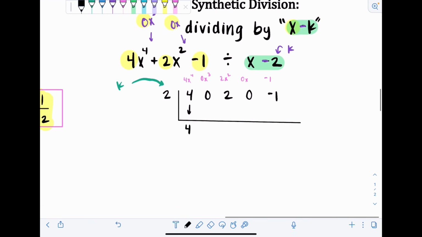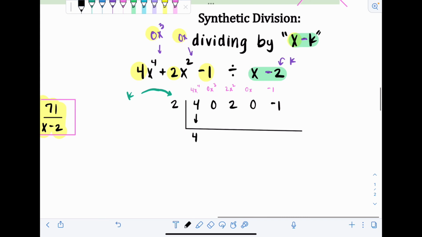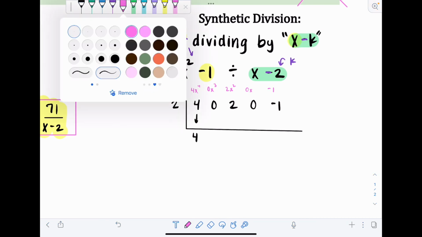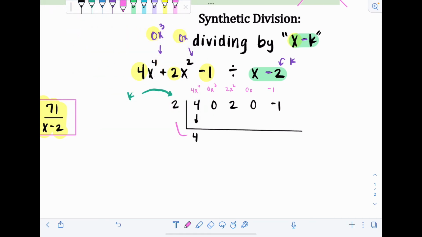So we bring down the 4, and then we're going to take that 4 and multiply it by this 2. So do 4 times 2. That number goes here next in the box. And then we add the columns. So it's different than long division. Like long division, you're used to getting the next number and subtracting. Here we add. So we do 0 plus 8, which is 8.